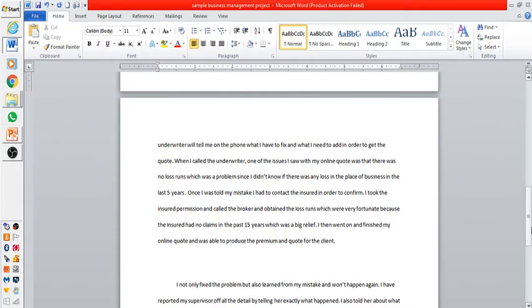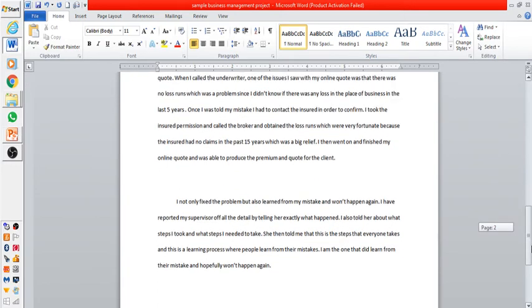When I called the underwriter, one of the issues I saw with my online quote was that there were no loss runs, which was a problem since I don't know if there were any losses at the place of business in the last 5 years. Once I was told my mistake, I had to contact the insured in order to confirm. I took the insured's permission and called the broker and obtained the loss runs, which was very fortunate because the insured had no claims in the past 15 years, which was a big relief. I then went and finished my online quote and was able to produce a premium for the client.